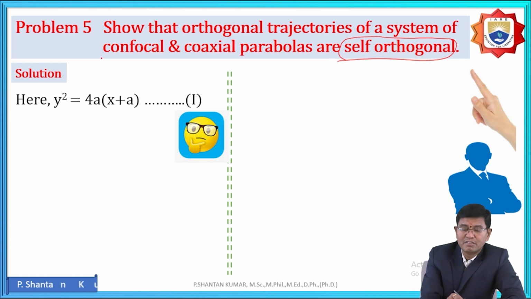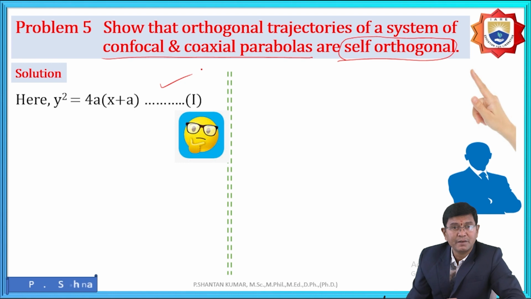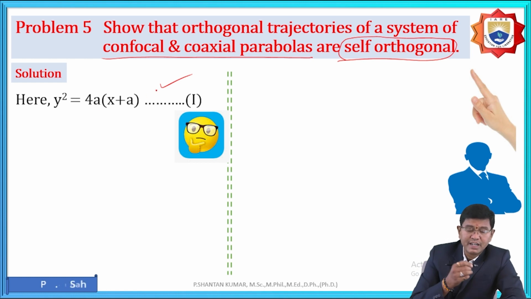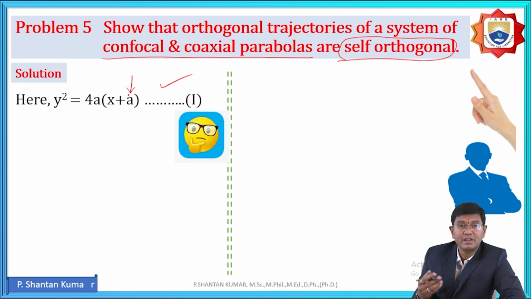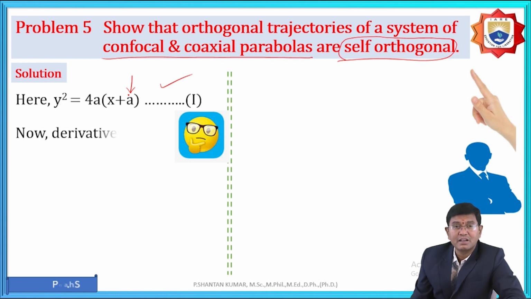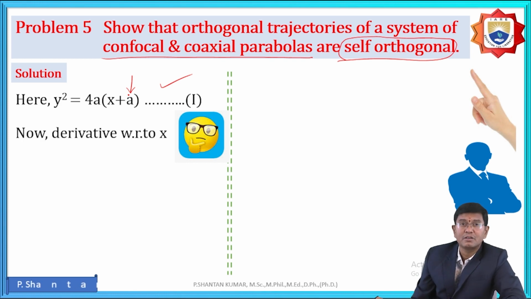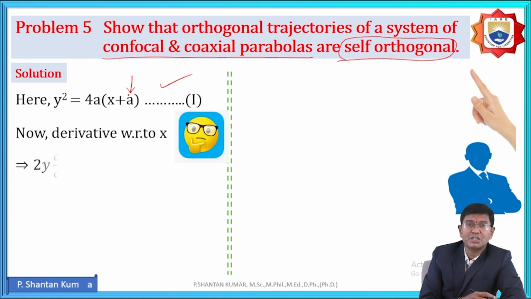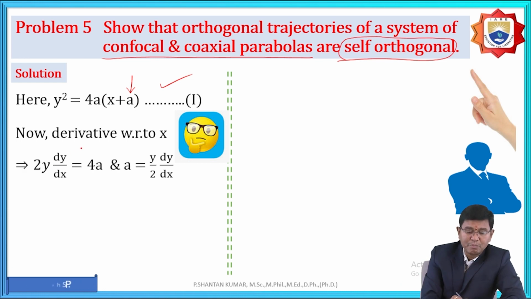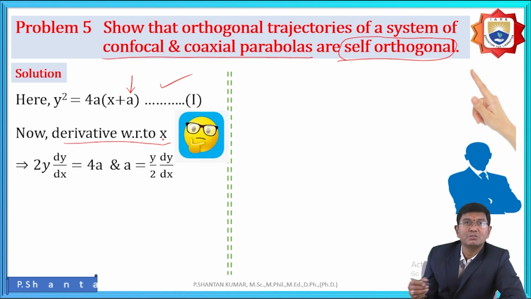Based upon the system of confocal and coaxial parabolas, the equation is y square is equal to 4 into x plus a. That is the equation of the system of confocal and coaxial parabolas. Here a is the constant, and we need to eliminate the arbitrary constant. That is only one arbitrary constant, so we apply a first order differential equation. Therefore, after applying the derivative with respect to x, 2y into dy by dx is equal to 4a, and by solving that, a is equal to y by 2 into dy by dx.